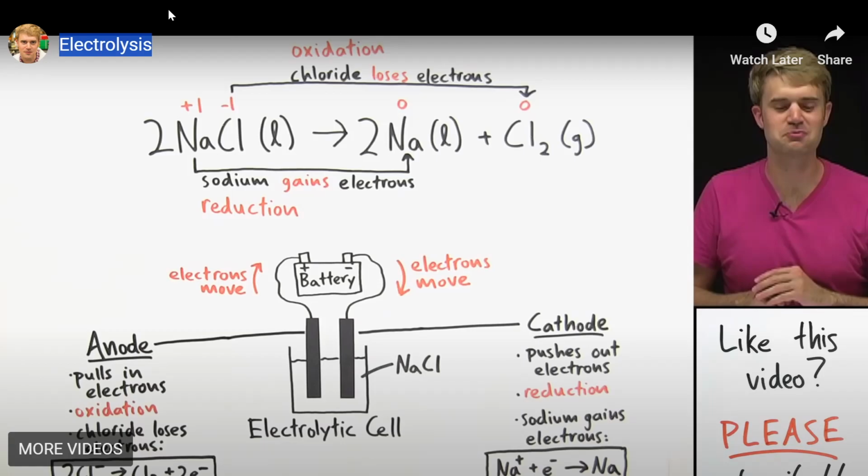There's nothing different about the equations. Just do it exactly like you did before. E0 red cat plus E0 ox an, or E0 red cat minus E0 red an.